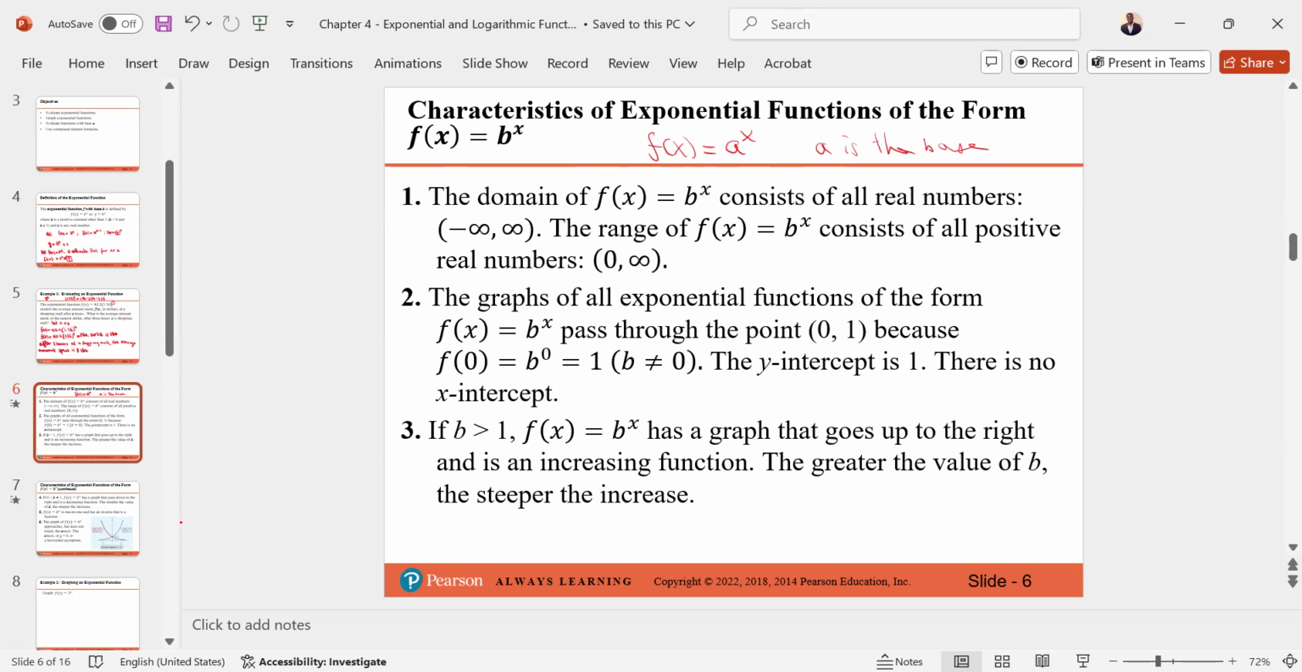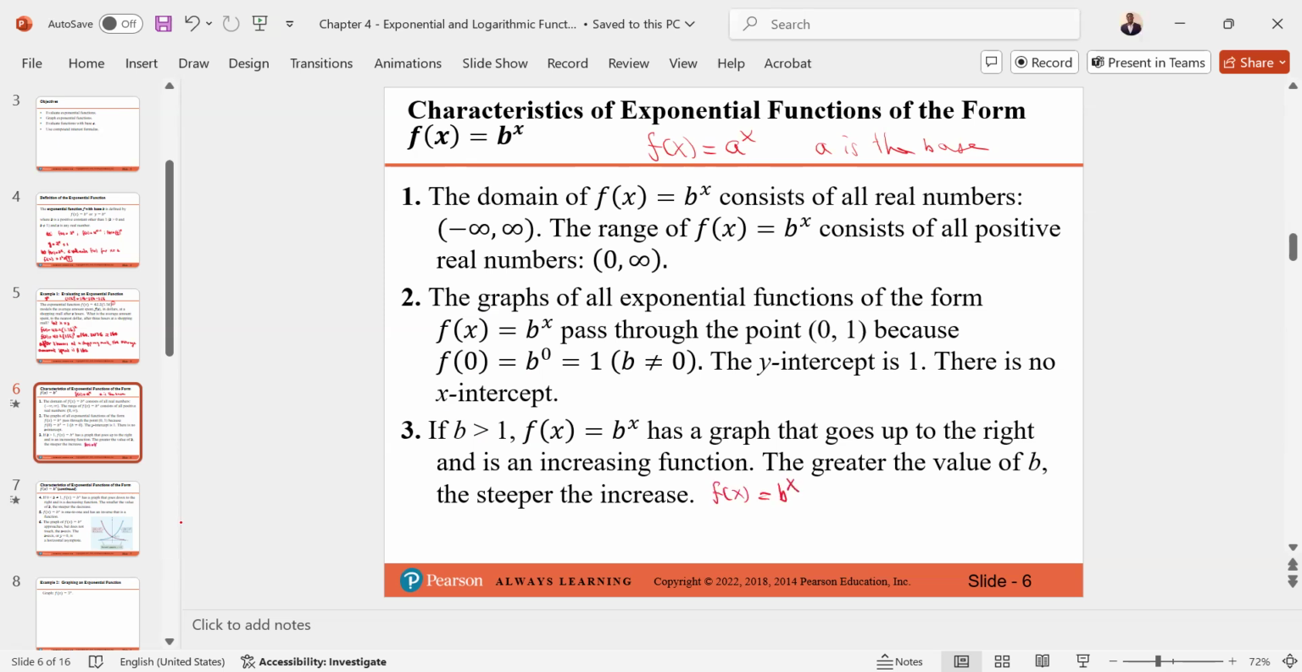The graph of exponential functions of the form f of x equals b power x passes through the point (0, 1), because f of 0 is b power 0, and any non-zero number power 0 is equal to 1, where b is not equal to 0. Of course, the y-intercept is 1. There is no x-intercept.